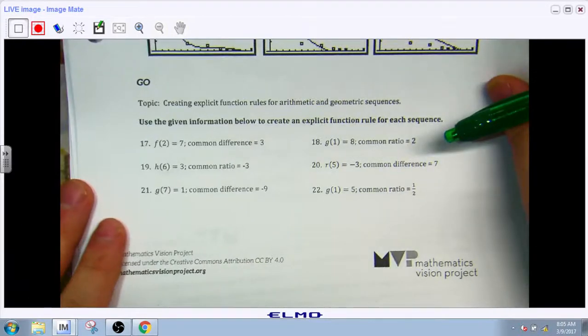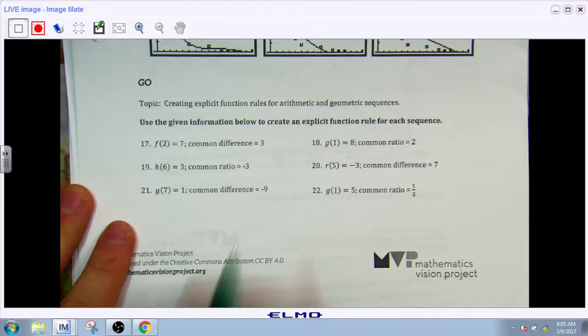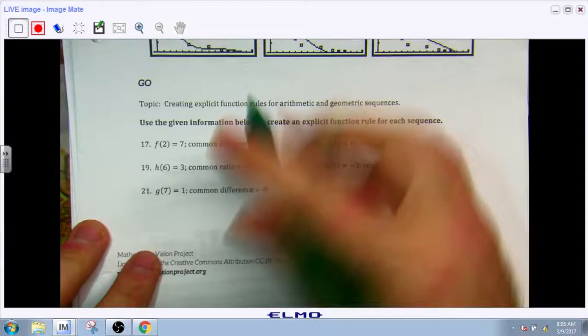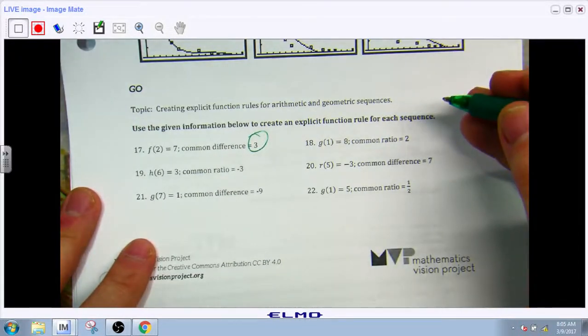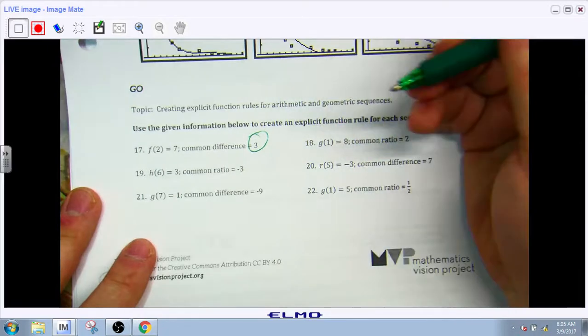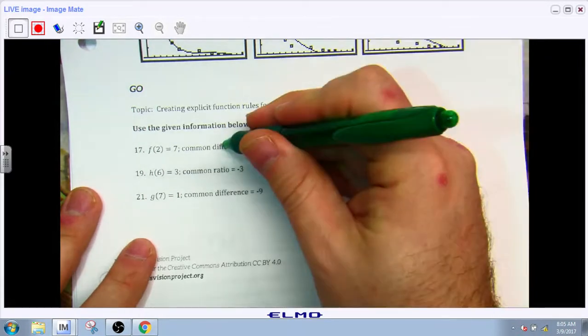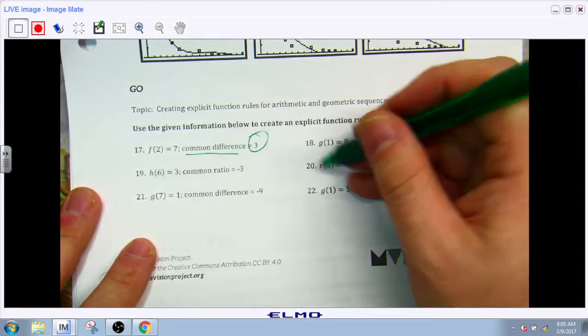Finally, let's go to: given the following data, let's create an explicit rule for each function. So f of 2 is 7 and the common difference is 3. So it's a common difference, so we know that this is arithmetic.